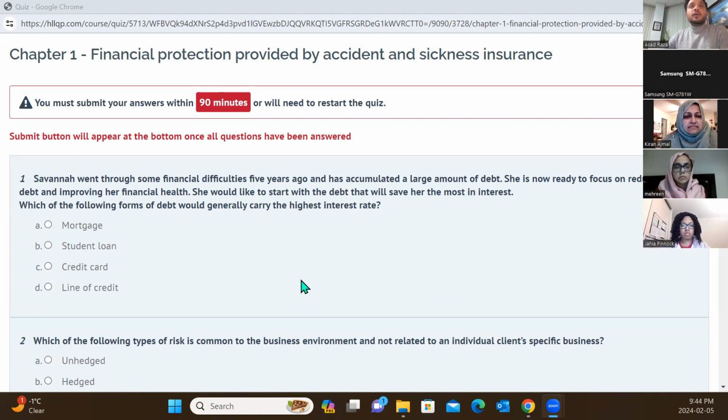Savannah went through some financial difficulties 5 years ago and has accumulated a large amount of debt. She is now ready to focus on reducing her debt and improving her financial health. She would like to start with the debt that will save her the most in interest. So she wants to reduce the debt which is highest interest paying. Which of the following forms of debt would generally carry the highest interest rate?